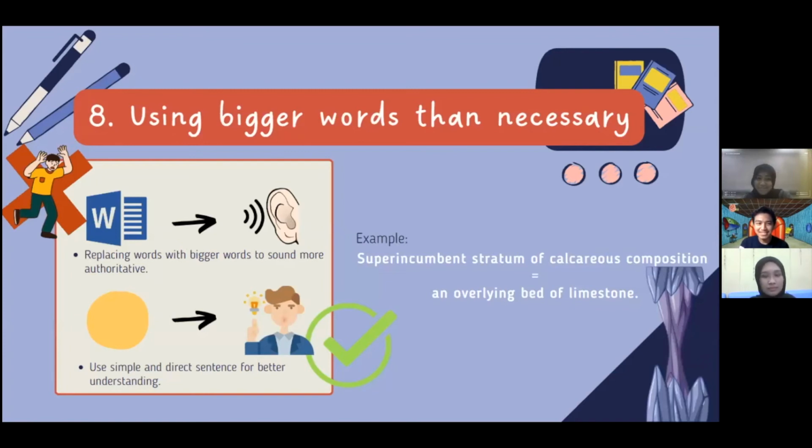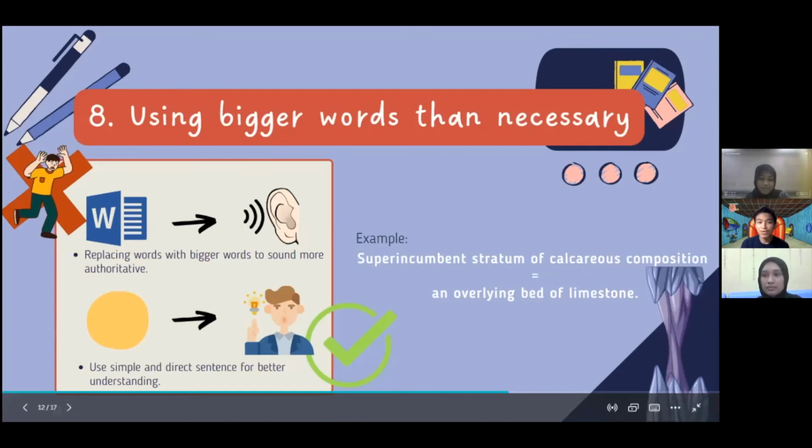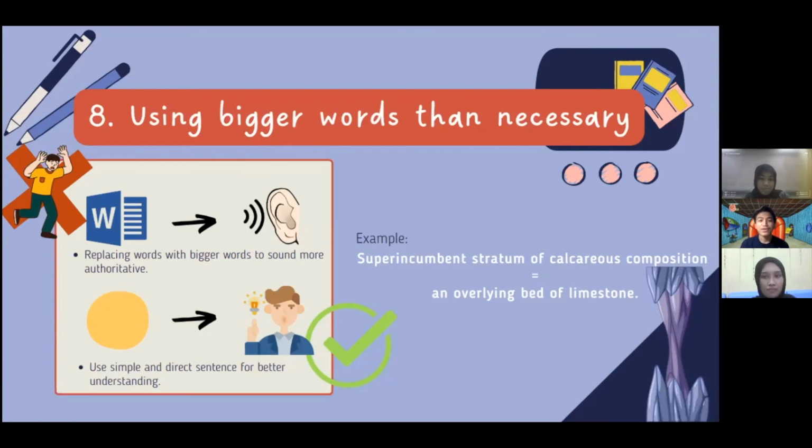So the eighth mistake, the most common mistake made by writers, is that they often replace words with bigger words to sound more authoritative. For example, superincumbent stratum of calcareous composition could be simply stated as an overlying bed of limestone. So instead of replacing words with bigger words, use a simple and direct sentence for better understanding.